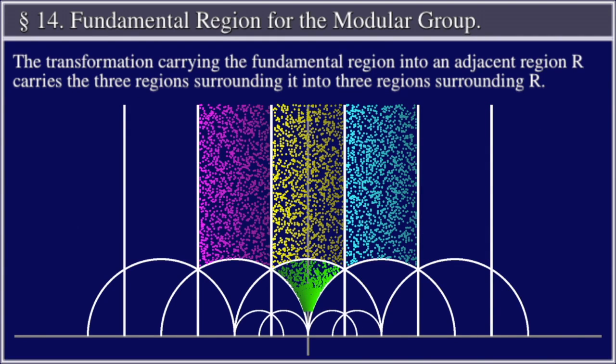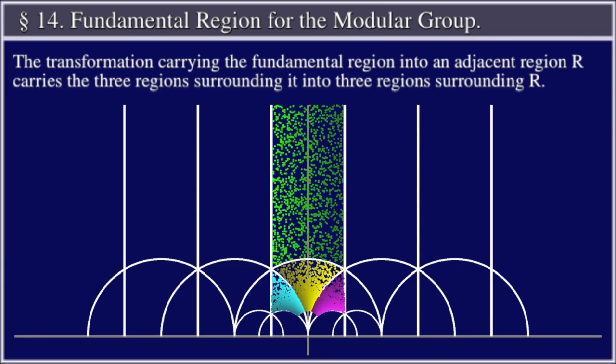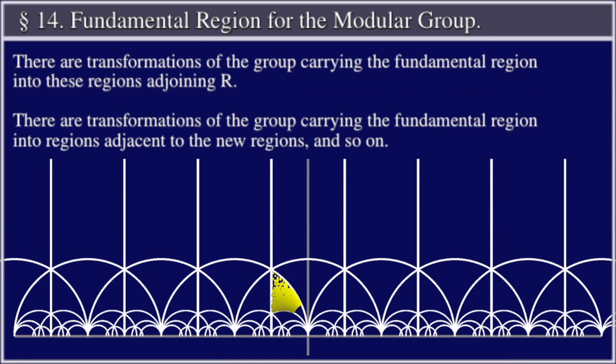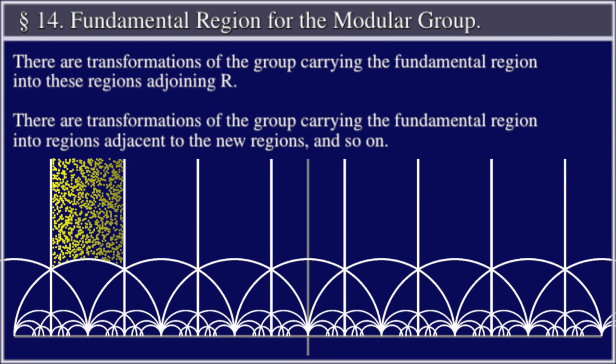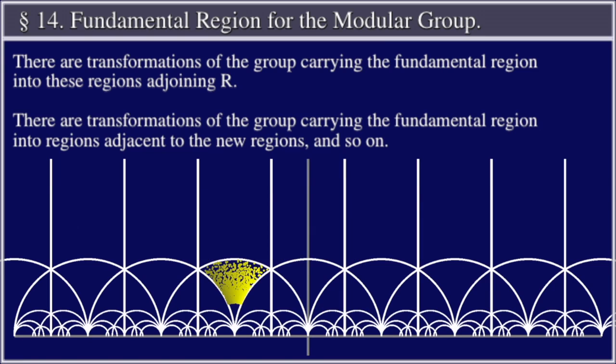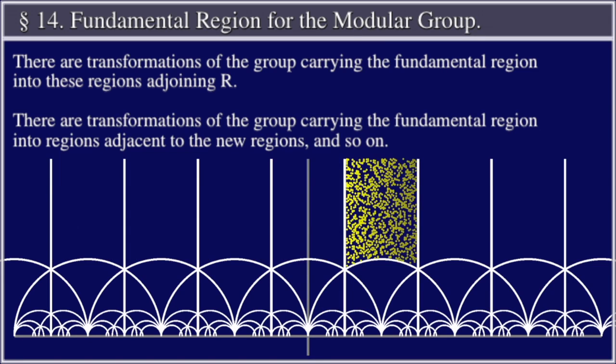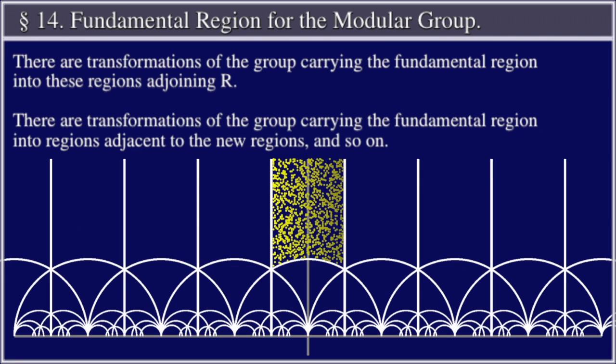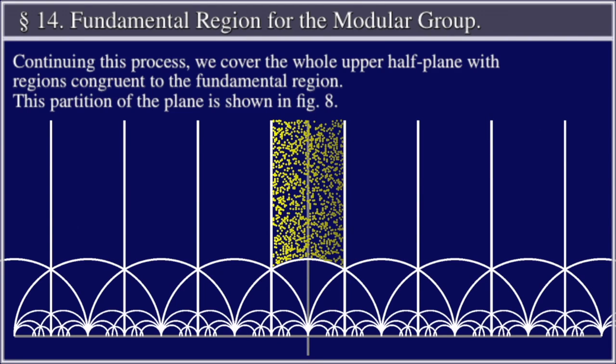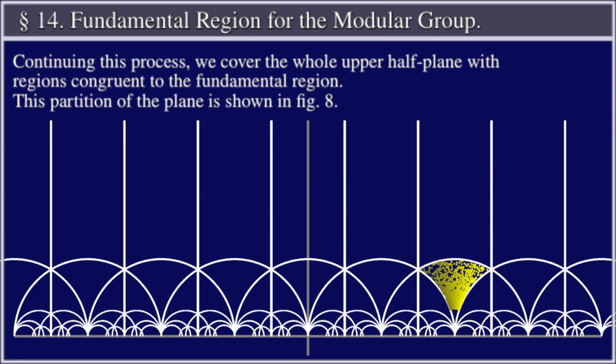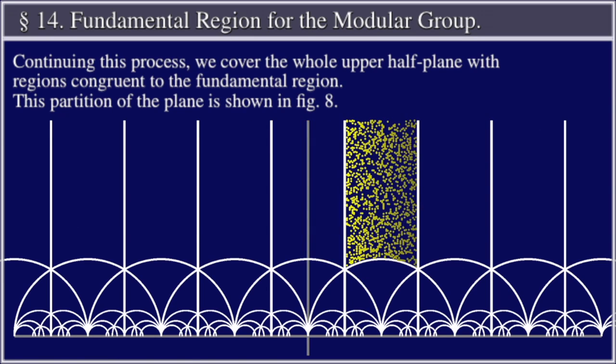The transformation carrying the fundamental region into an adjacent region R carries the three regions surrounding it into three regions surrounding R. There are transformations of the group carrying the fundamental region into these regions adjoining R. There are transformations of the group carrying the fundamental region into regions adjacent to the new regions, and so on. Continuing this process, we cover the whole upper half plane with regions congruent to the fundamental region. This partition of the plane is shown in Figure 8.